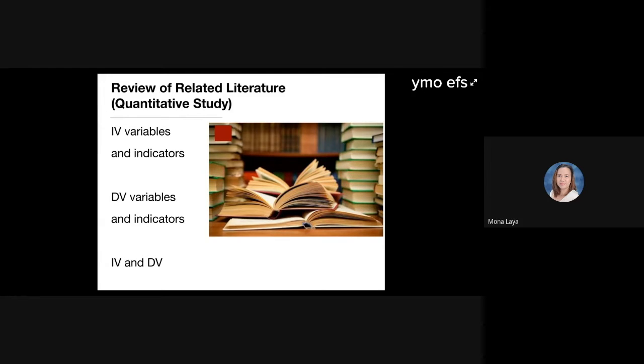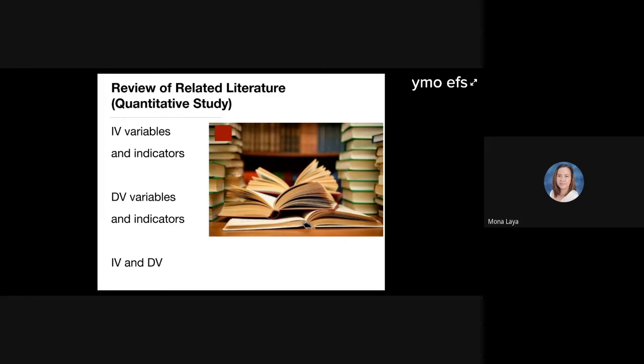So, when it comes to the length of the review of related literature, as much as possible, if you have the 5 indicators for an IV variable, you have to mention all 5 indicators. Formatting wise, if the first indicator of a variable has, let's say, 2 paragraphs, then the other indicators should also have 2 paragraphs. The purpose of that is to somehow balance, that is their reason, to balance.